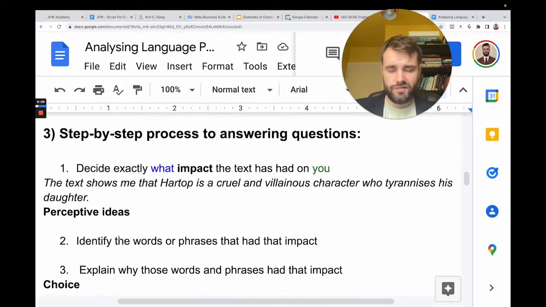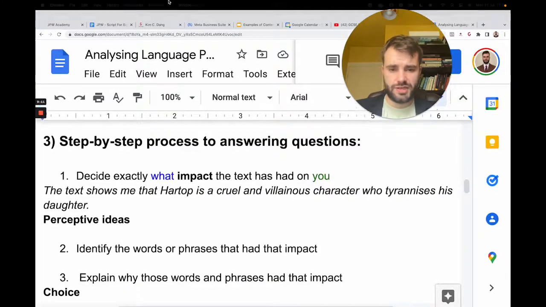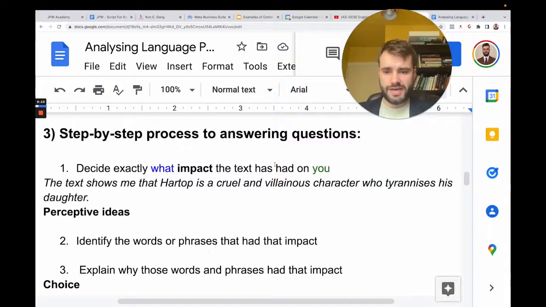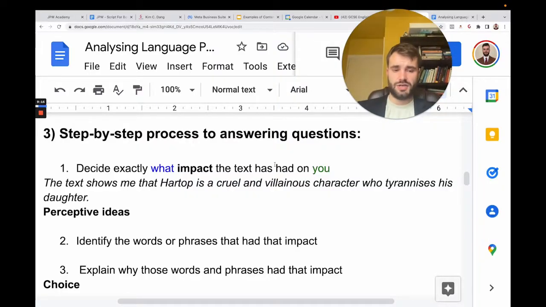Then we're going to follow a step-by-step process to answer the question. So first of all, we're going to decide what impact the text has on you. So how do you feel or think? If you're not sure, then you've got to actually try harder to understand the text. Because although you might not find it interesting, you will have some reaction if you understand exactly what it's saying. It will make you think of something, even if you don't have an emotional reaction. So keep looking at it until you realise what it's making you think.